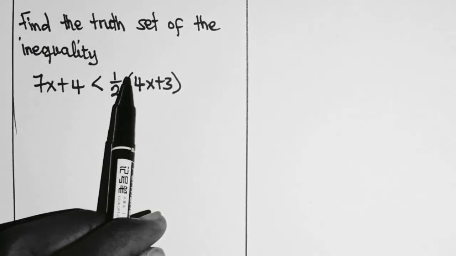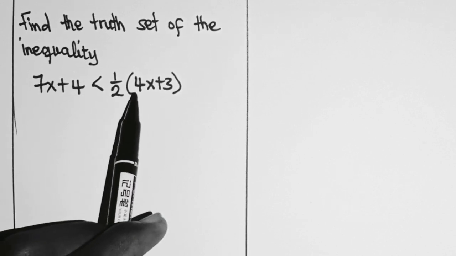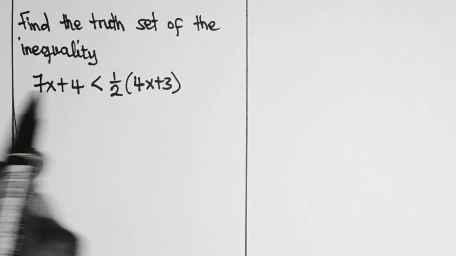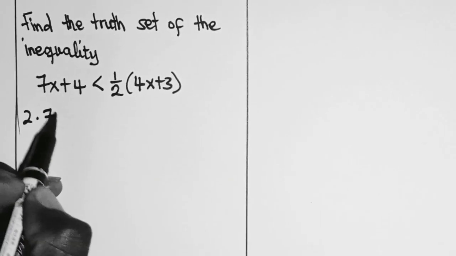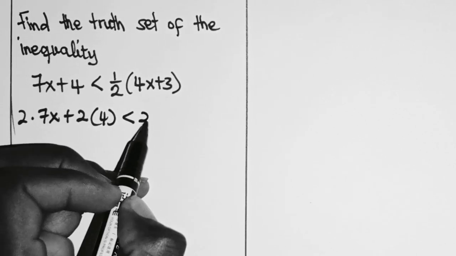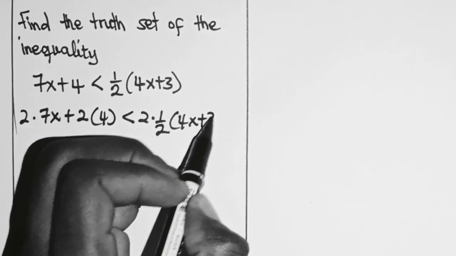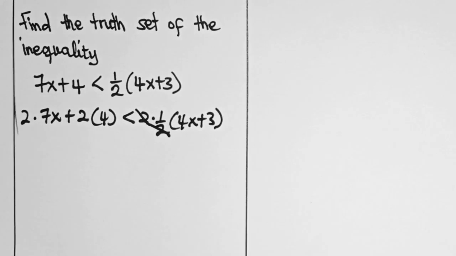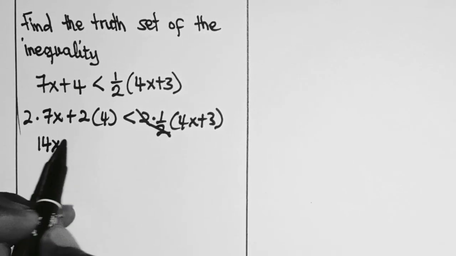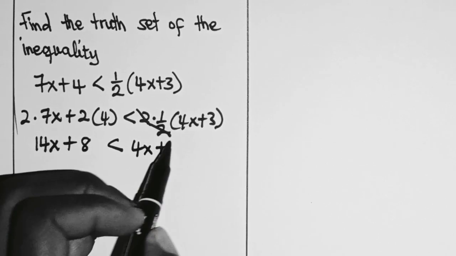Find the true set of the inequality 7x plus 4 less than 1 over 2 into bracket 4x plus 3. So let's multiply through by 2. So this becomes 2 times 7x plus 2 times 4 less than 2 times 1 over 2 then times into bracket 4x plus 3. So these 2 and then these 2 will cancel out. So 2 times 7x is 14x. Then 2 times 4 is 8. So plus 8 less than 4x plus 3.